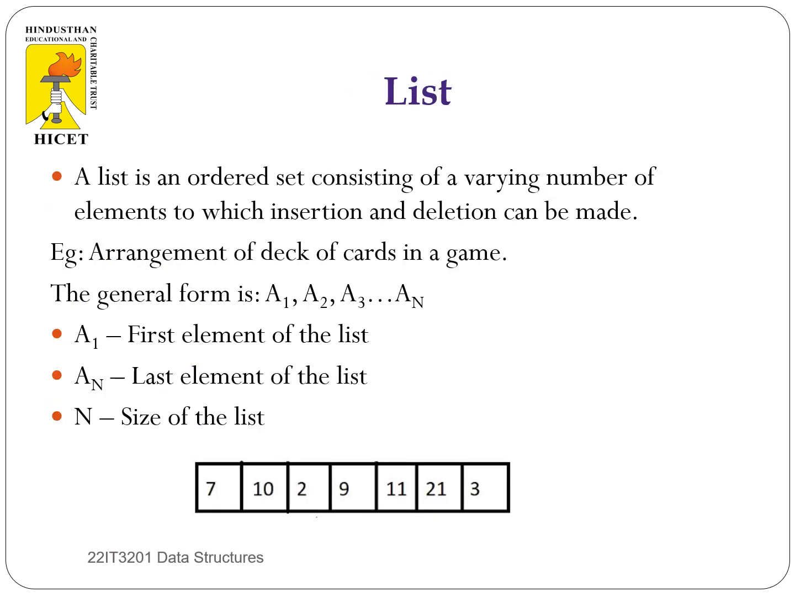List data structure. A list is an ordered set consisting of a varying number of elements in which insertion and deletion can be made at any position. Arrangement of a deck of cards in a game can be called an example of a list. The general form of a list can be a set of elements starting from 1 to n. Here A1 represents the first element, AN represents the last element, and N represents the size of the list. The below diagram shows how a list will look.